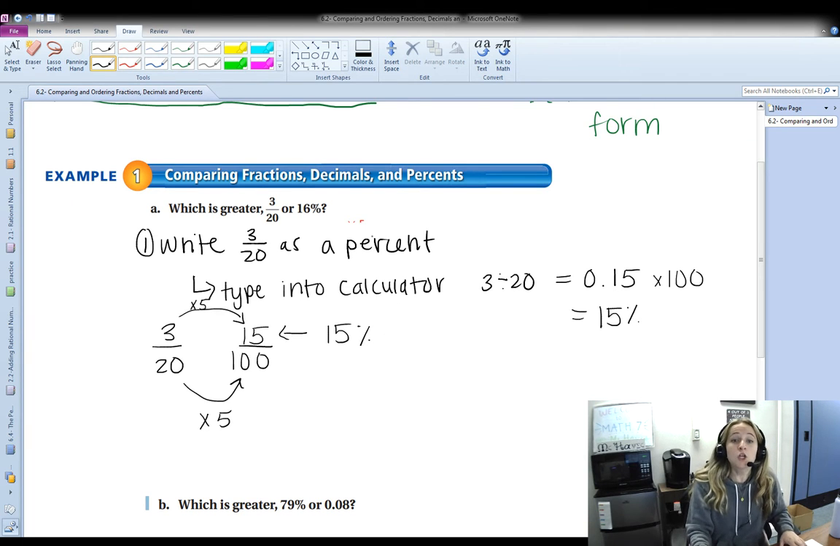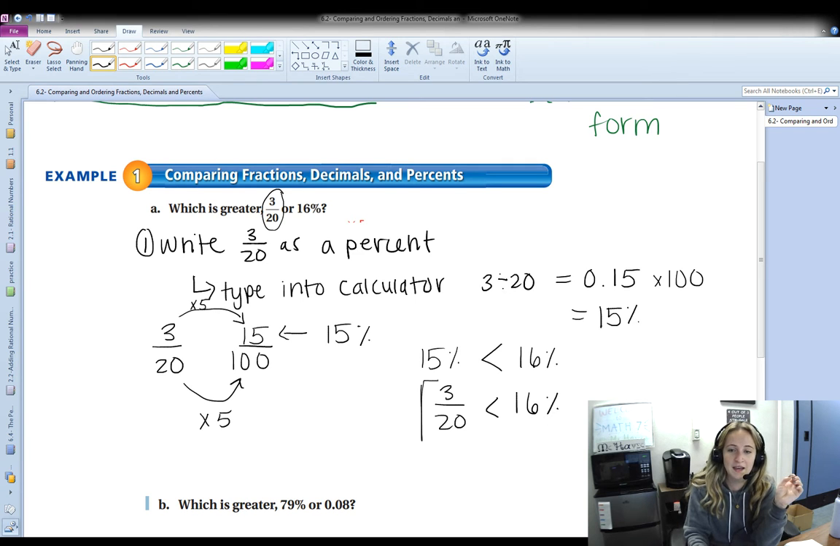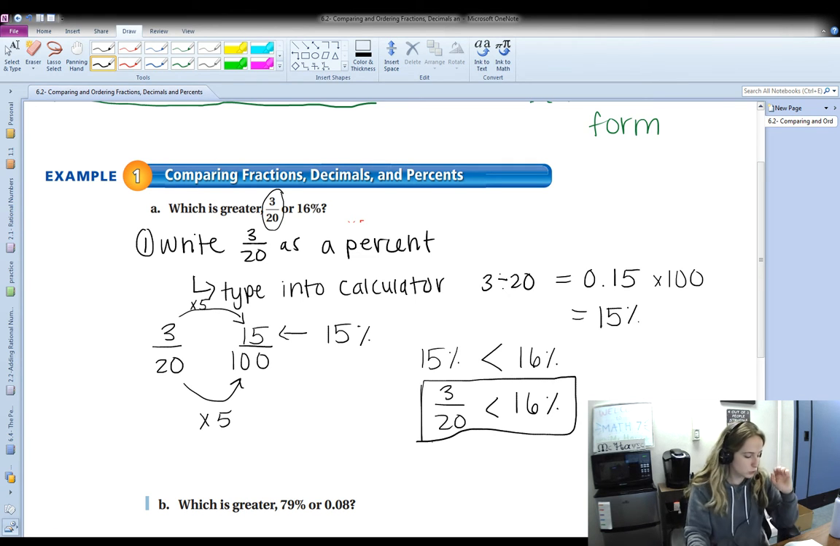Okay, so now we still need to compare them. 3 over 20 is actually 15%. So which is greater, 15% or 16%? 16% is greater, so I would do the greater than symbol. But remember, we're not comparing 15%, we're comparing 3 over 20. So it's important that you actually write 3 over 20 is less than 16%. And that is how we decide which one is greater. Again, we're just putting it in the same form and then comparing it.